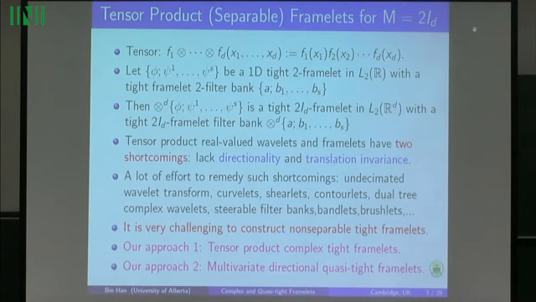The approach we are taking is very simple. We want to keep the tensor product structure, so we're still using tensor product, but we want to achieve directionality. How can we achieve this? Basically, we don't use real-valued wavelets. We use complex-valued tight framelets with tensor product. Then I'm going to show you a few examples, and you will see the directionality is significantly improved.